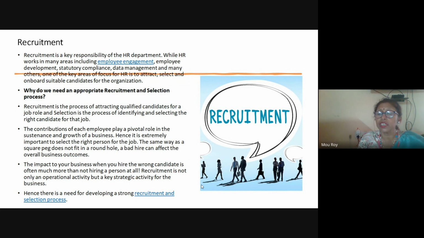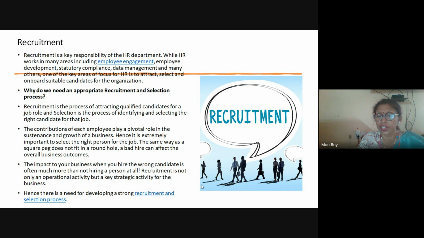That's the reason the contribution of the employees really plays a very important role in the sustenance of the business. Hence it is extremely important that you select the right person for the right job. And the impact on your business when you hire the wrong candidate is often much more than not hiring a person at all.